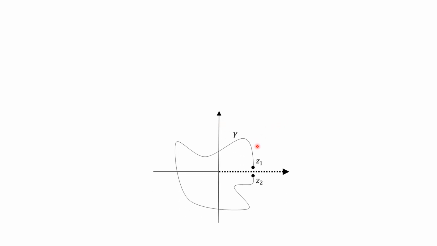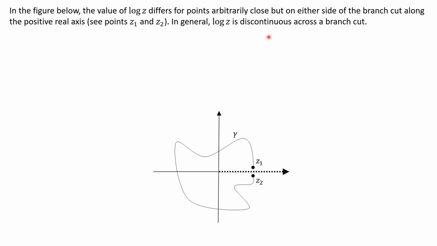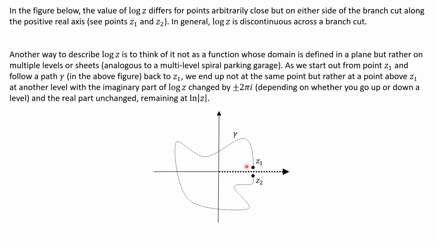So let's look at the function log z again, and imagine we have a z1 and a z2 very close to each other, but on either side of the closed curve gamma. As we start here with z1, the angle is almost 0, and as we go around the closed curve, the angle is almost 2 pi. So the value of the log at z1 and z2 is different, as close as you want to get to either side of the branch cut, which is a problem, right? No matter where we put the branch cut, we're going to have this type of situation.